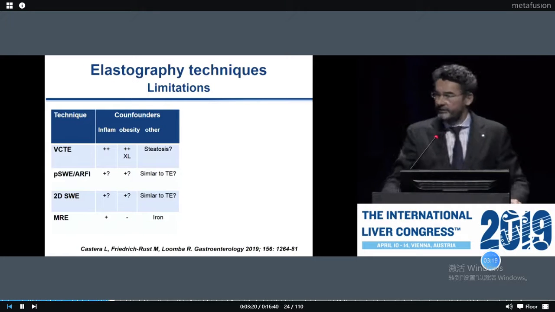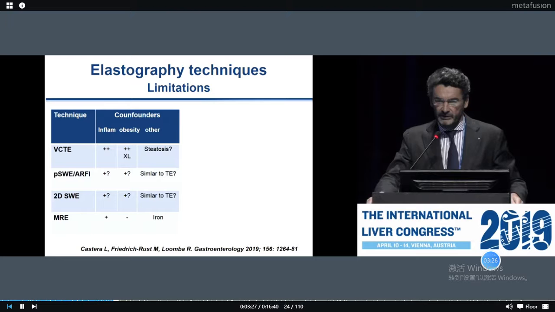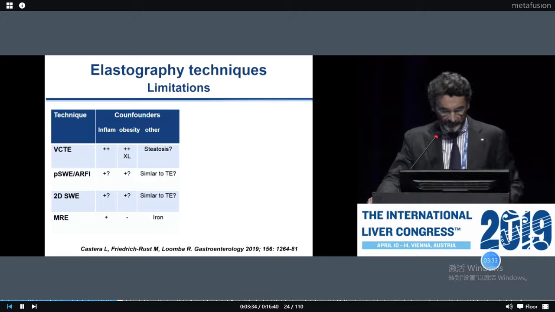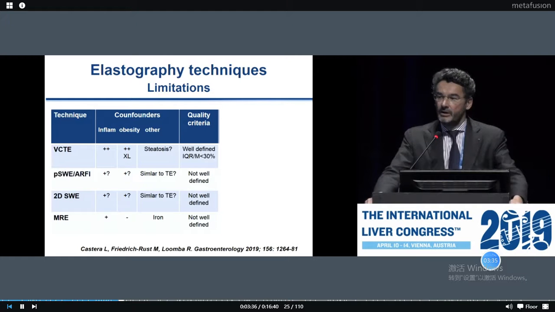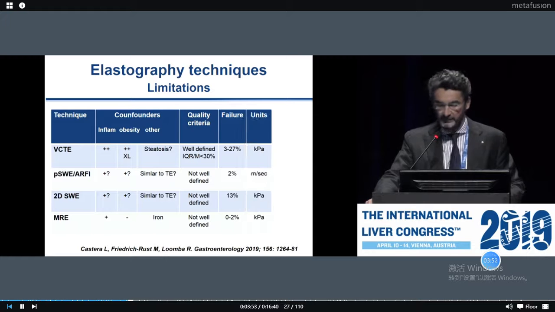So to summarize, the limitation of elastography techniques, inflammation and obesity, is well demonstrated for transient elastography. We don't really know for the other techniques. Steatosis is still a matter of debate, but we don't know about RFI, 2D shear wave, and iron for MR elastography. Quality criteria are very well defined for FibroScan, IQR on M below 30% of the median value, not well defined for the other techniques. Failure rate is high, but much lower if you're using the XL probe, below 7%. I will get back to this later on.